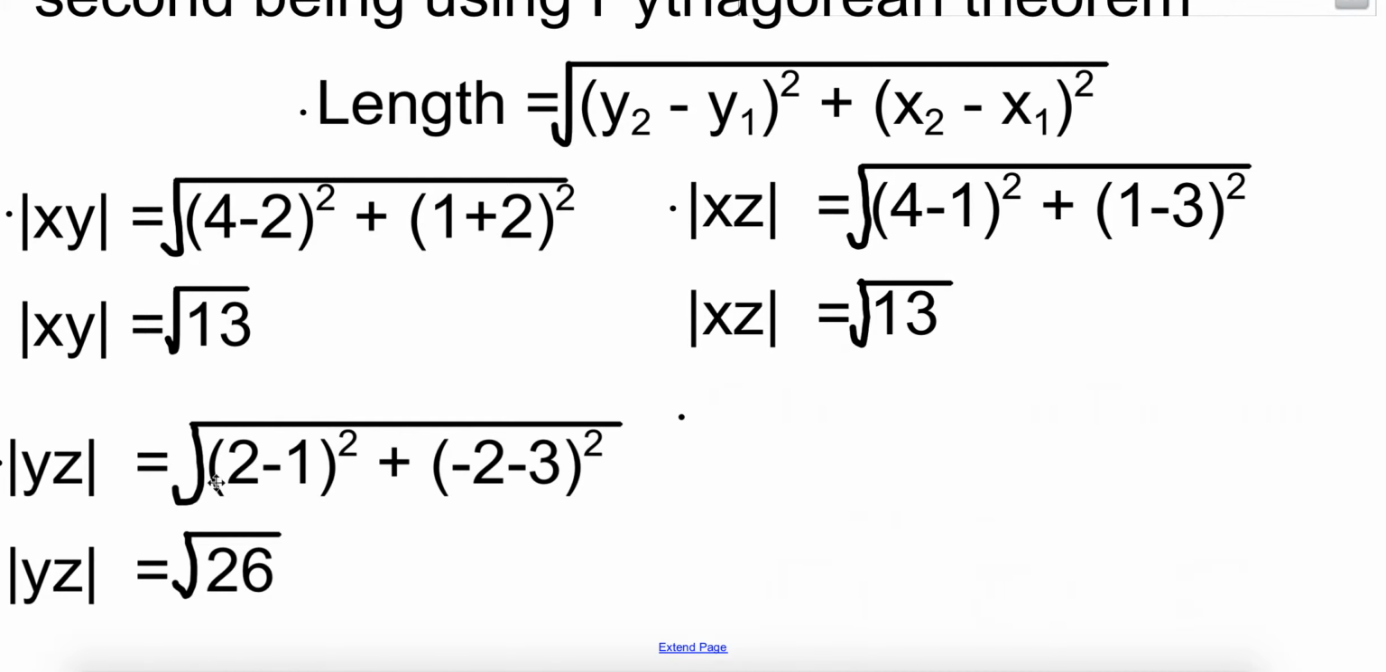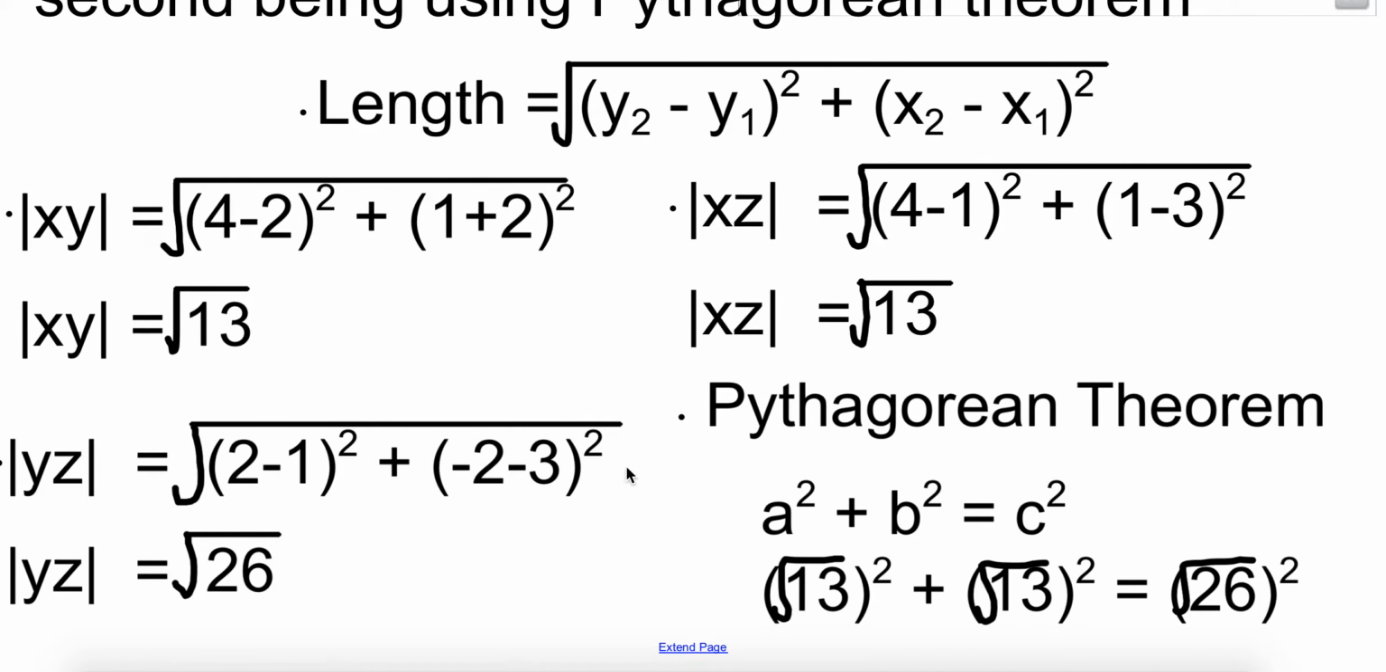The next side we look and we see we've got 2 minus 1 and negative 2 minus 3. So we get 1 squared plus 5 squared, or negative 5 squared. So we get 1 plus 25, which is 26. And so we know that this is an isosceles triangle. It's got two sides that are the same. And we can use Pythagorean theorem to see a squared plus b squared equals c squared. Root 13 squared plus root 13 squared equals root 26 squared. These square roots and squares cancel each other out, so we really have 13 plus 13 equals 26. And that's true, so this is a right angle triangle.